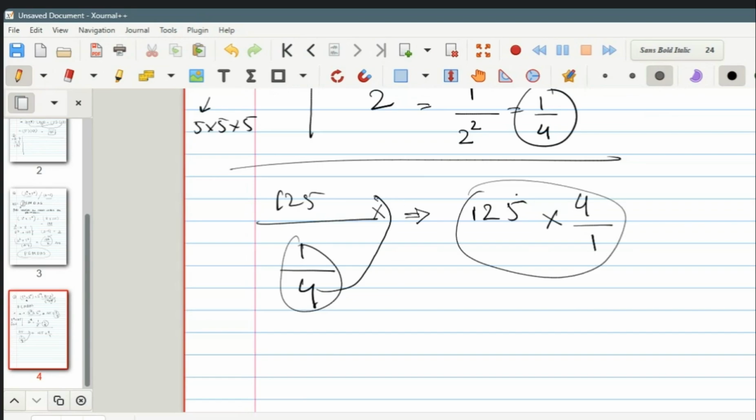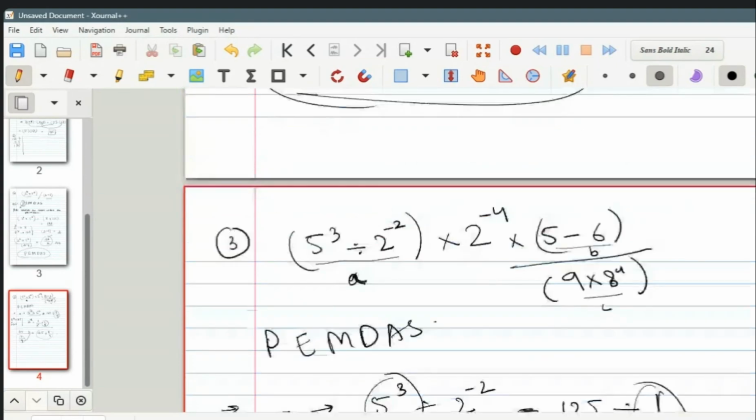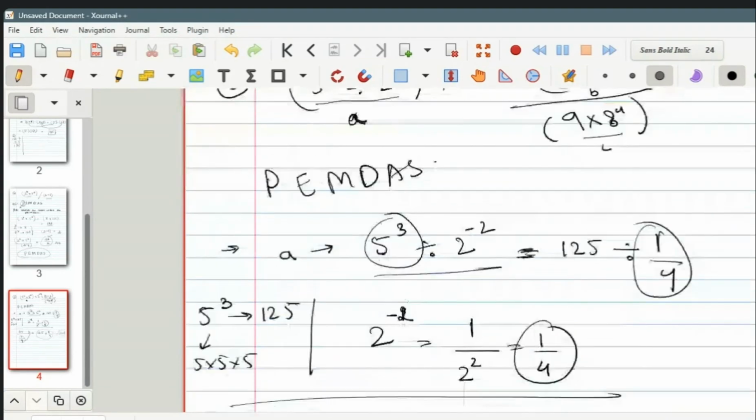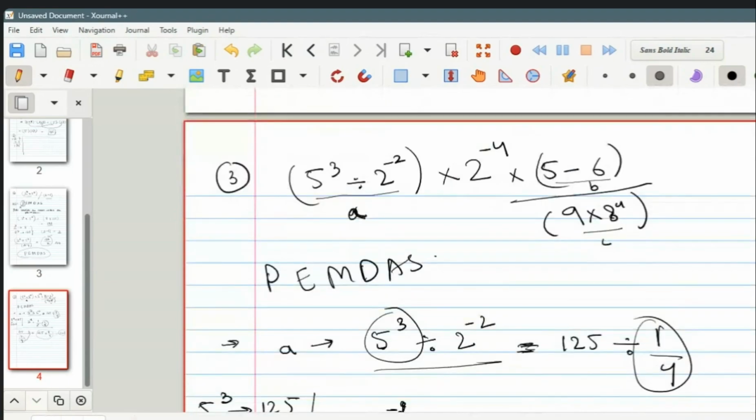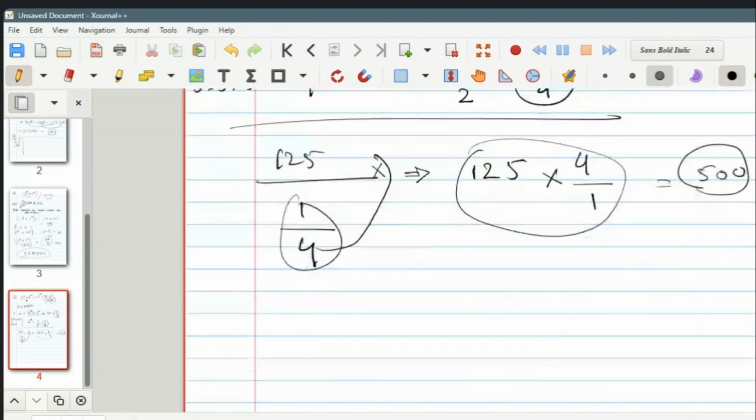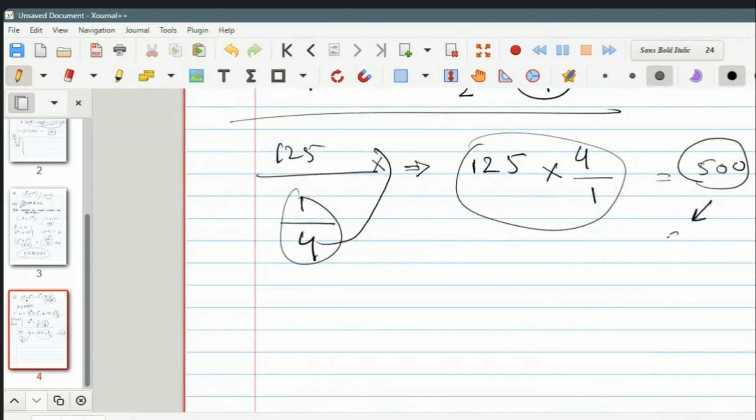So what will it become? It will become 125 multiplied by 4, and 1 is by default. No issues, 1 is creating no problem for us. So we will just multiply 125 by 4. And 125 multiplied by 4 is what? It gives us 500. So I can safely write that parenthesis A is equal to 500. This is for A.